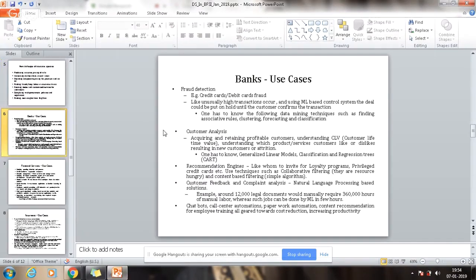Let's see different use cases where we can use data science and machine learning. The first thing is fraud. Fraud will always take top priority because we are very particular about customer data. Once that customer data is lost, we basically lose that customer, because the customer has lost trust in the bank. So how do we predict whether there has been a fraud or not?